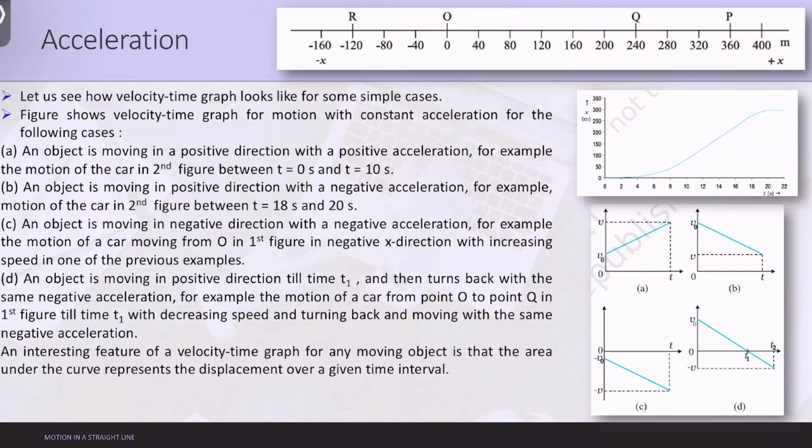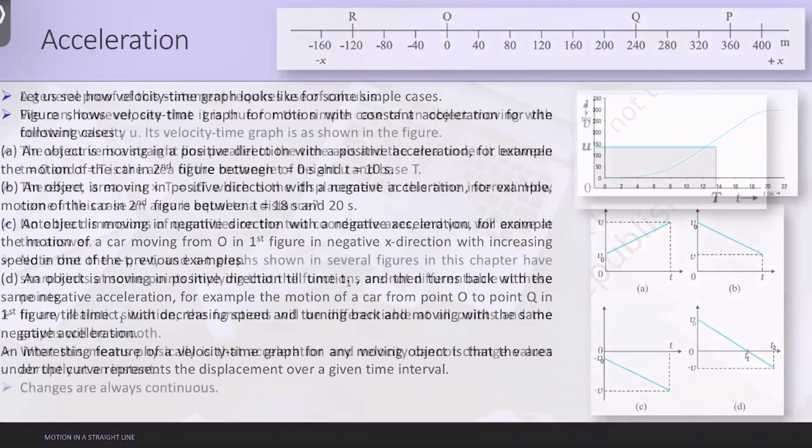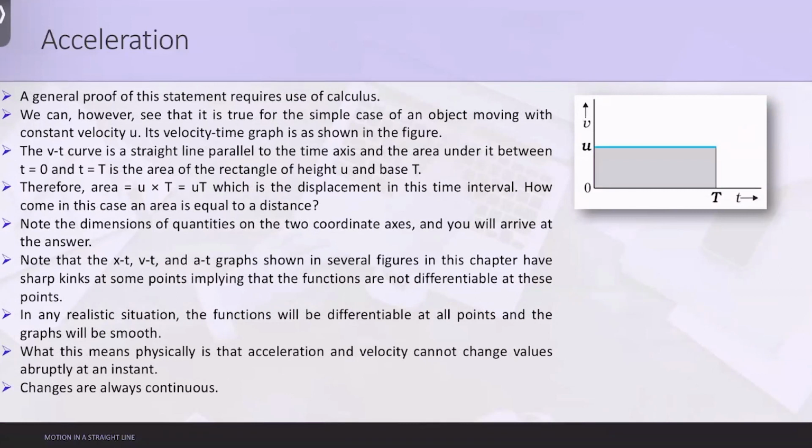An interesting feature of a velocity time graph for any moving object, a very important point, please read this line very carefully: the area under the curve represents the displacement over a given time interval. How to understand this? A general proof of this statement requires some use of calculus. We can, however, see if it is true for the simple case of an object moving at constant velocity u.